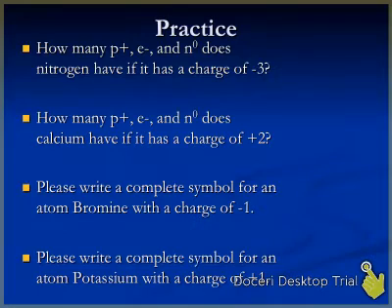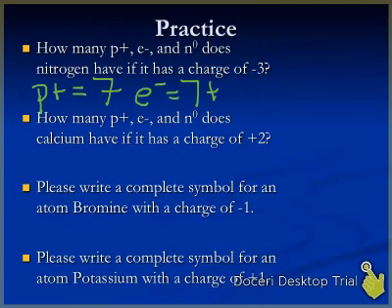The first one says, how many protons, electrons, and neutrons does nitrogen have if it has a charge of -3? First of all, we look up nitrogen. Nitrogen has an atomic number of 7, which means it has 7 protons. Next, we need to figure out electrons. I'm telling you that it has a charge of -3. Does that mean it has 3 extra electrons or 3 fewer electrons? 3 extra. If it was neutral, it would have 7, but it's not neutral. It has 3 extra, so we're going to have 10.